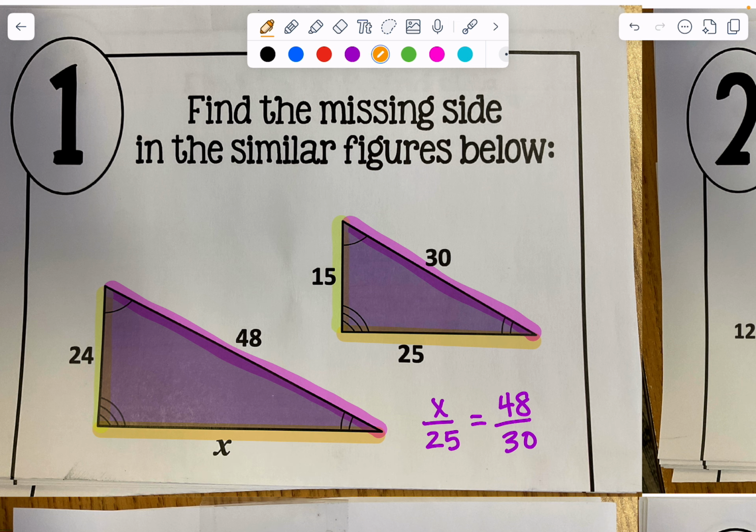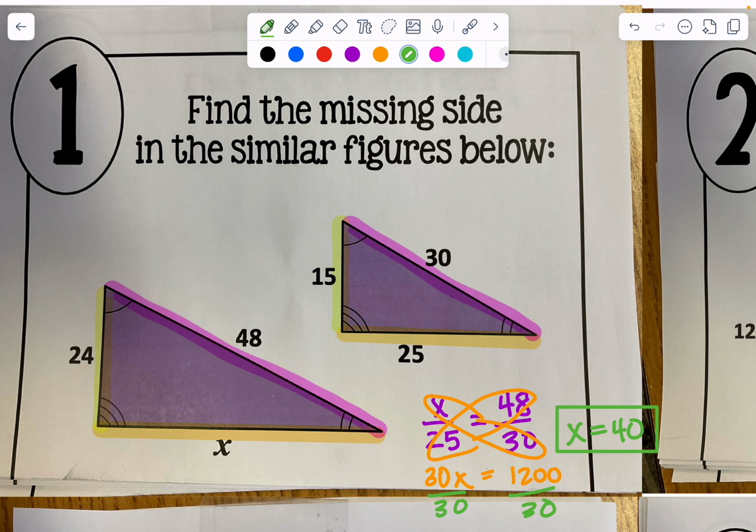So what we're going to do is cross multiply. For this, I have 30 times X equals 25 times 48, which is 1,200. And then when I divide by 30, I get X equals 40. No matter how you set up the problem, whether it was the same as me, or you used the green sides instead of the pink sides, or you did 25 over X instead of X over 25, everyone should get X equals 40.